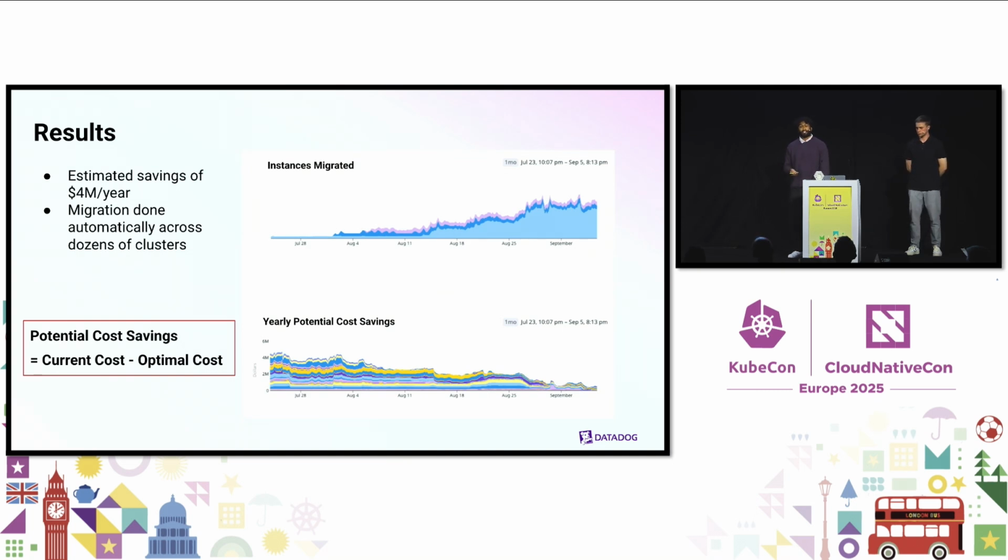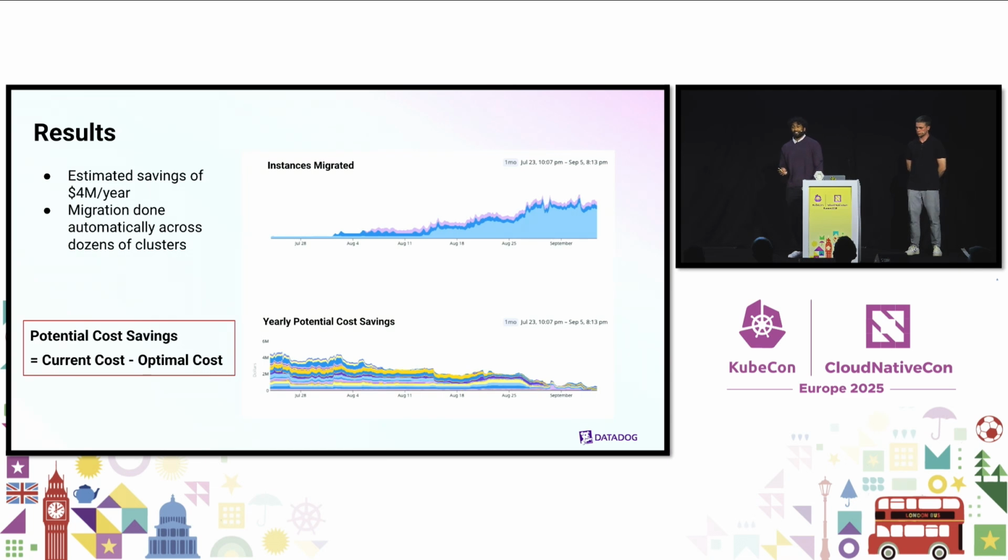So let's say a cluster cost $10 million running on a non-optimal instance type. But if we were to change it to the optimal instance type, it would only cost $6 million. That means that we have a potential cost savings of $4 million. So in this case, across our dozens of clusters, we had $4 million in potential savings, and we were able to save this money automatically.